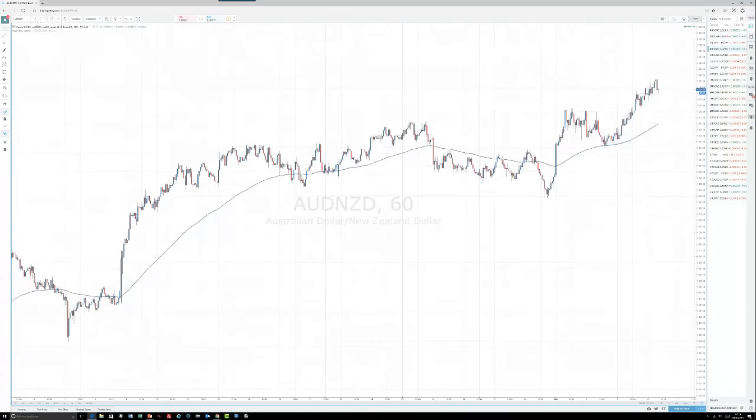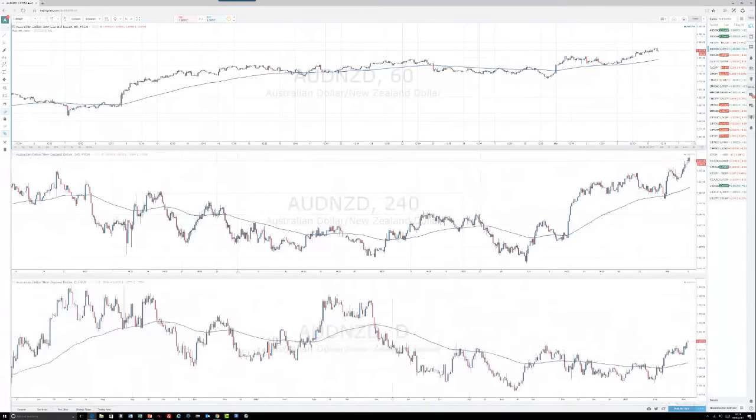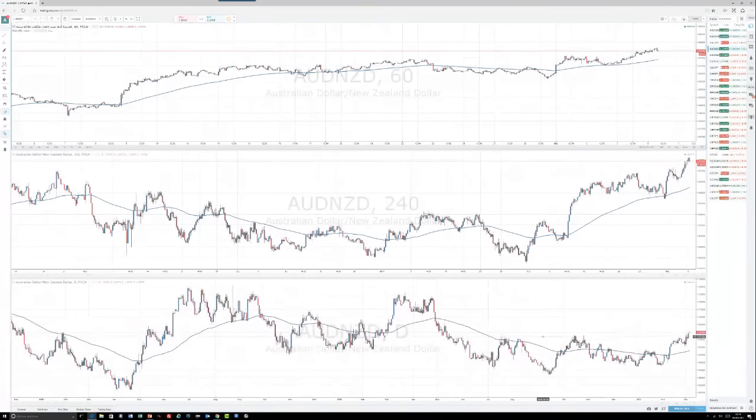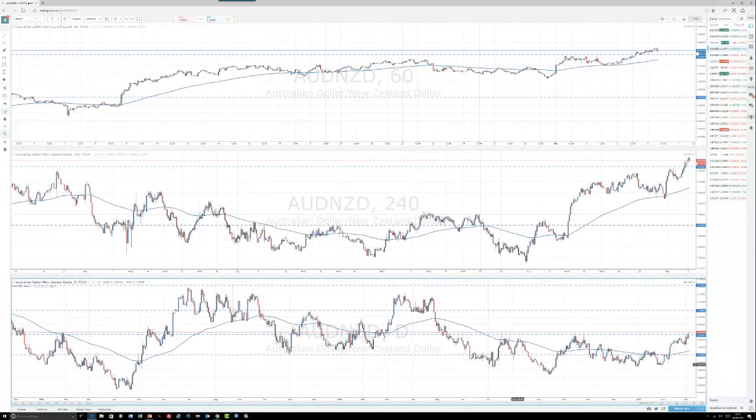Moving on to the Aussie New Zealand. Let's put in our levels. Okay, we've got this high over here, so we can see the market's reacted to it. We've got a high up here. All right, so we've got a couple of levels. And on the downside, if we were to break down, we've got this low over here and this low here. Then we've got this ultimate one down there, but we're not anywhere near that at the moment, so we don't need to put that onto our charts.